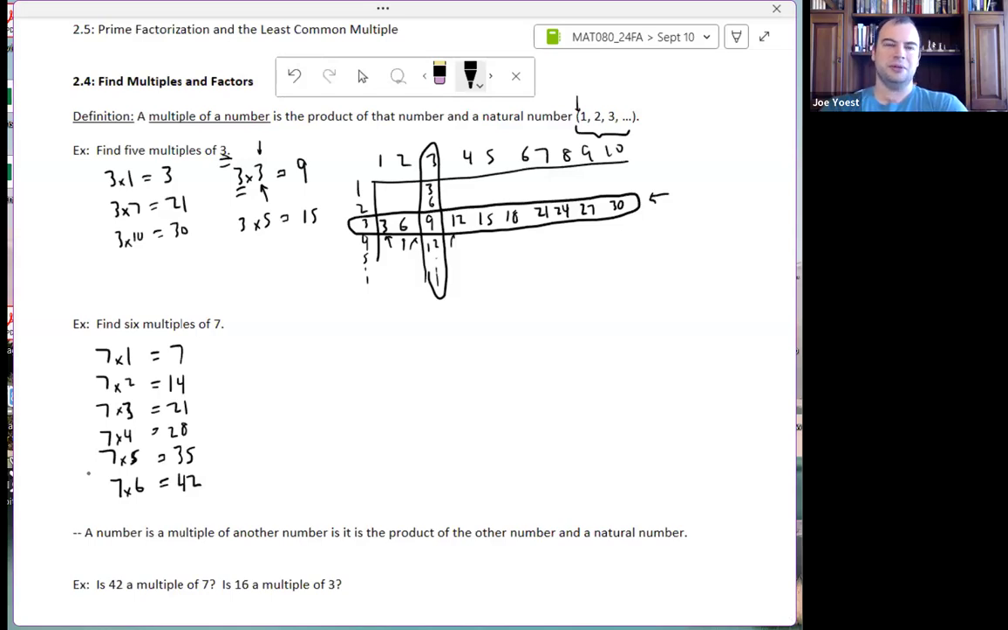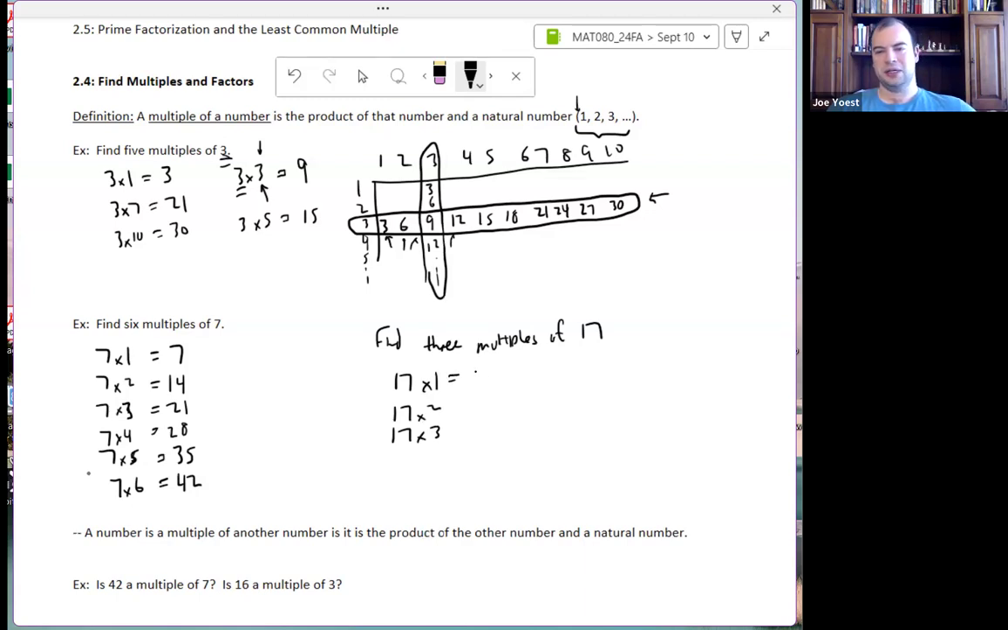Now, if I want to find multiples of a bigger number, like find 3 multiples of 17, I can take a similar approach, just multiplying by, say, 1, 2, 3. I don't have a row or column in my times tables for 17. So I need to do these each kind of the long way.